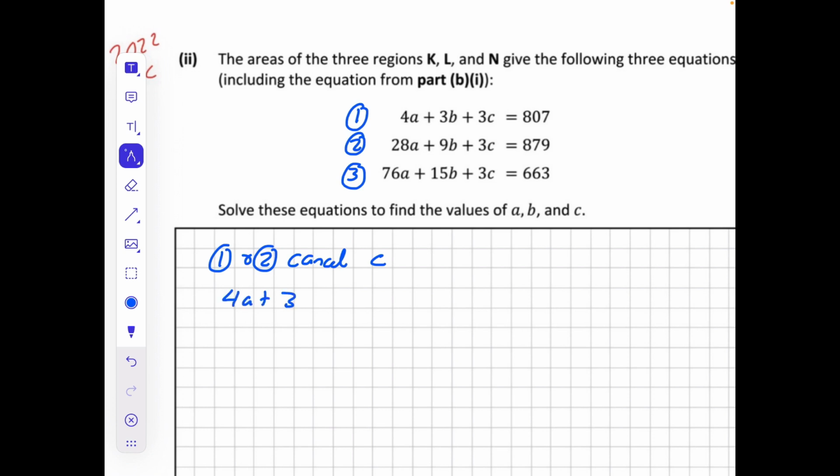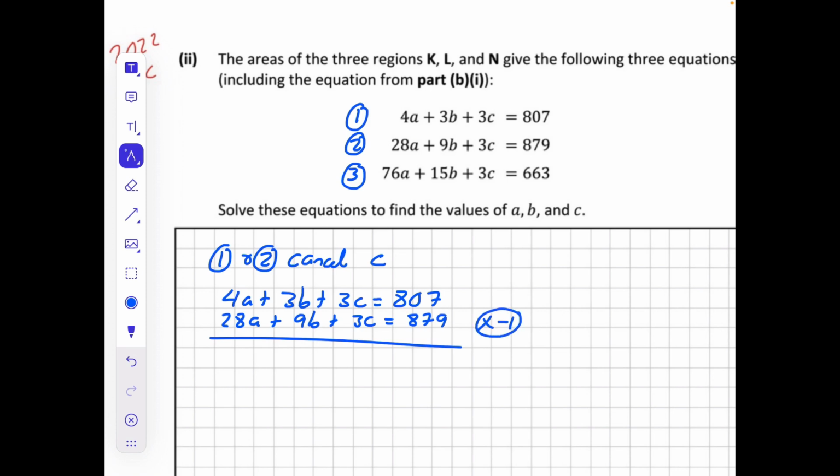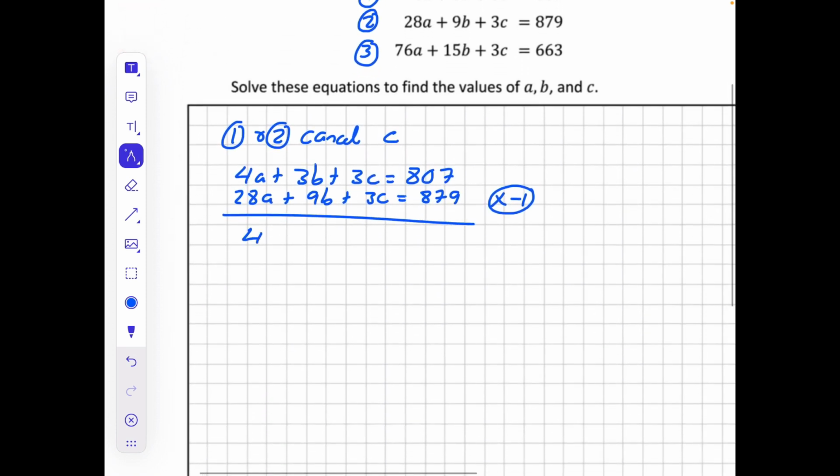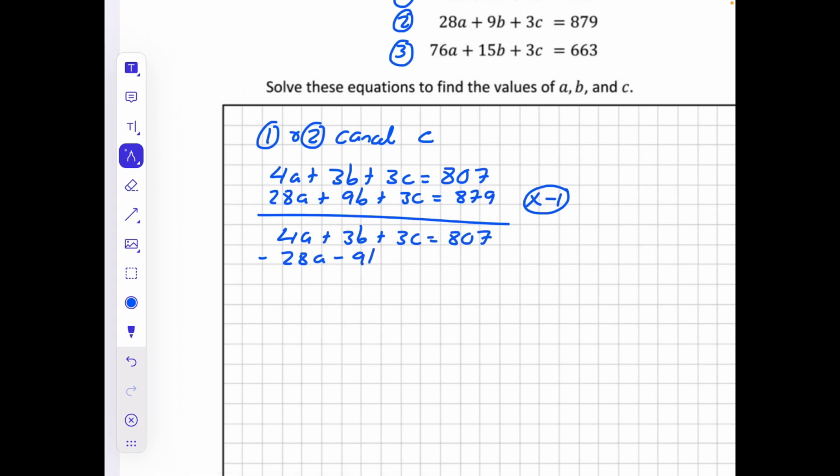So 4A plus 3B plus 3C is equal to 807. And we have 28A plus 9B plus 3C is equal to 879. Now I want these to cancel, so I'm going to multiply the bottom line by -1. It'll be negative 28A minus 9B minus 3C is equal to minus 879.